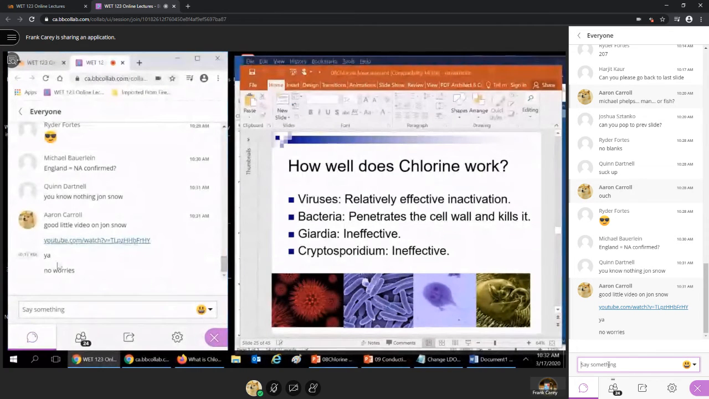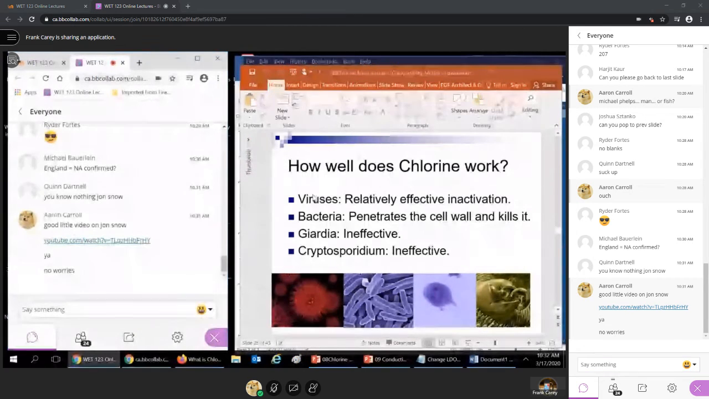So how well does chlorination work? You guys all know this. For Giardia and cryptosporidium, I believe the contact time is 20 minutes. For viruses, it's almost instantaneous. So it kills it. Virus is dead, which is nice. Bacteria, same thing. But things like cryptosporidium or Giardia, you need longer contact time.